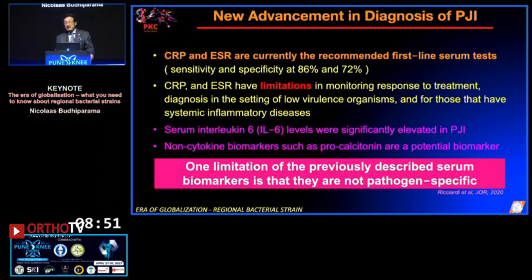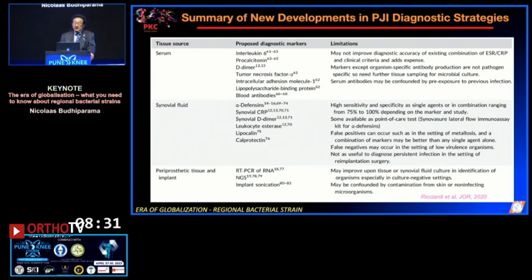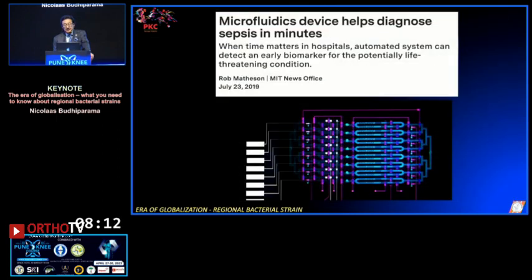How about the new advancements in diagnosis of PJI? We know the classic ones, the CRP and ESR, but there are some limitations in monitoring response to treatment and diagnosis in the setting of low virulence organisms. Nowadays, we can look at the interleukin-6 level, which is significantly elevated in PJI. So a summary of these new developments in PJI diagnostic strategy: in the serum, you can look at interleukin-6; or synovial fluid with alpha-defensin or synovial CRP; while periprosthetic, if you have the tissue and the implant, you can look at the PCR, NGS, or sonication.